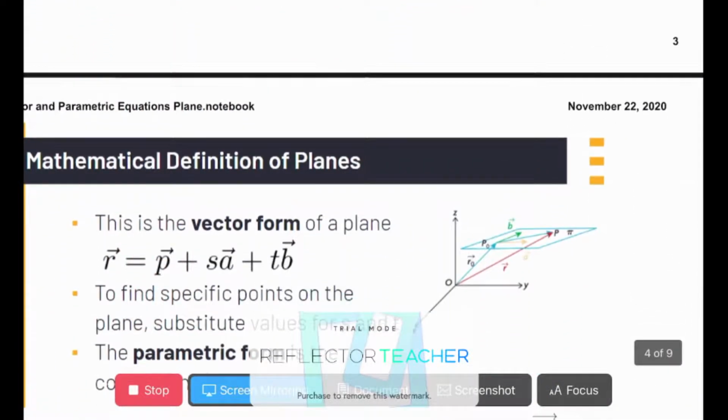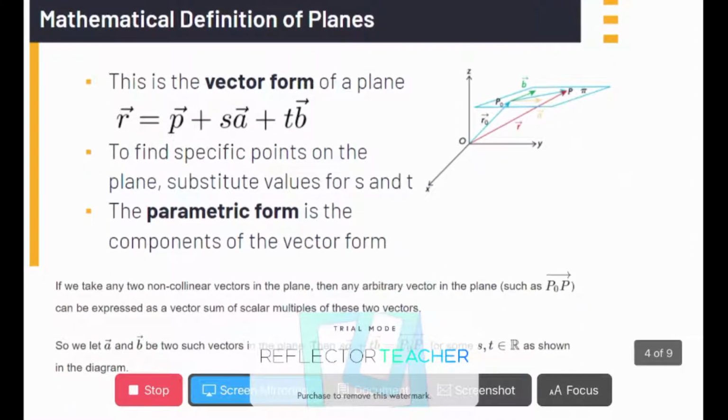Continuing on, mathematical definition of planes. This is the vector form of a plane. So it should look a little familiar. We have our position, we have our parameter and a direction vector. And like we just said, we have to be able to move in 2 different directions. One direction vector isn't enough. So we have our basis vector, so the second one is here, and a second parameter is there. Because remember, we're finding scalar multiples of 2 different vectors, so we need more than one. To find specific points on the plane, we substitute in different values for s and t.